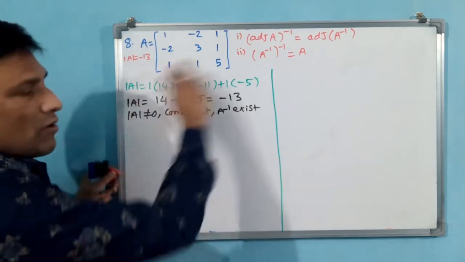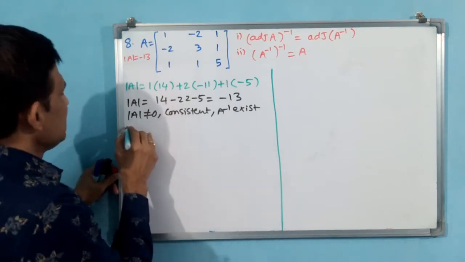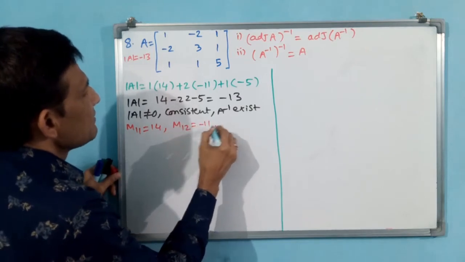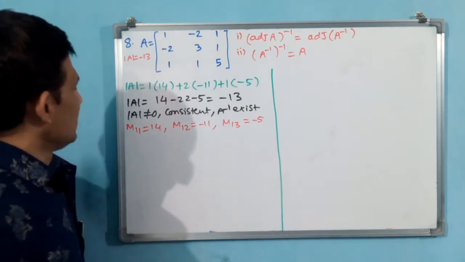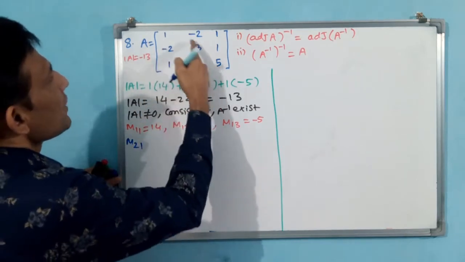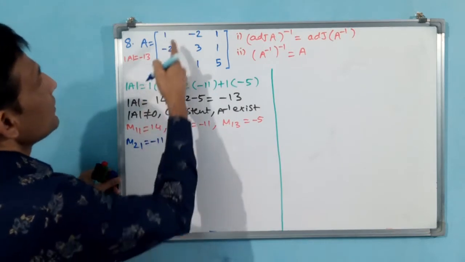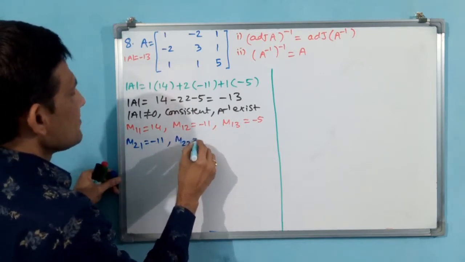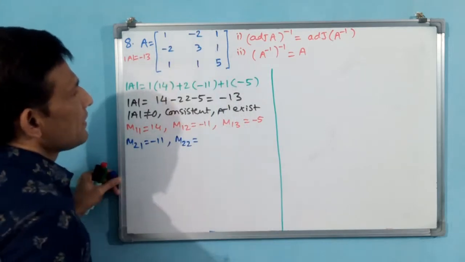Now the minors we have already got, M11, M12, M13. We will just repeat it. M11 is equal to 14. M12 is equal to minus 11. M13 is equal to minus 5. Next cofactors, sorry, minors. We find M21: 2 we are closing, minus 10, minus 1, minus 11. M22: 3 we are closing, 5 minus 1, 4.